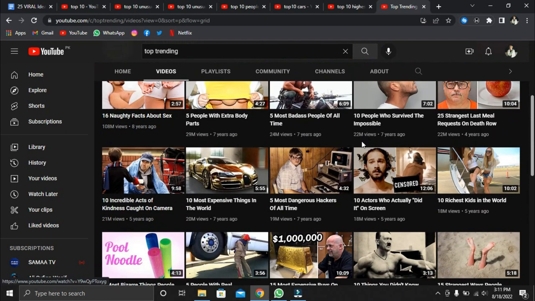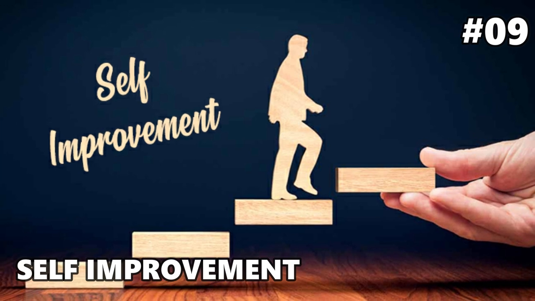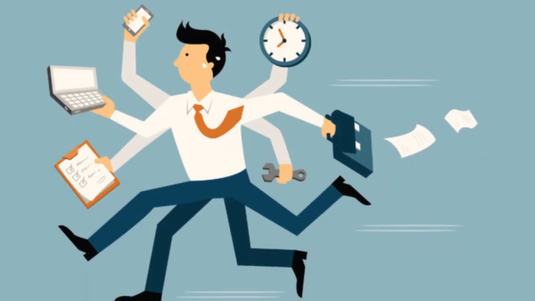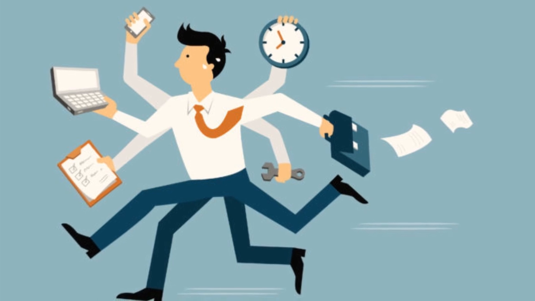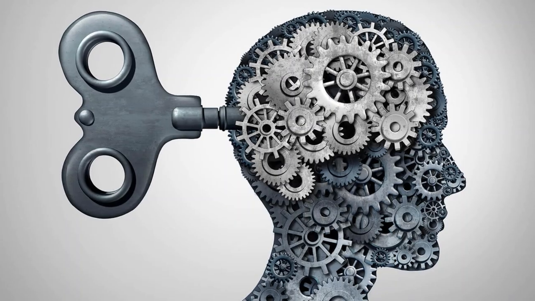They get about 2.6 million views per month, which helps them earn more than $10,000 per month. Number 9, self-improvement. The self-improvement niche is the next on our list. Because of our hectic daily routines, we all want something to keep us motivated. So yes, self-improvement videos are more popular than others.